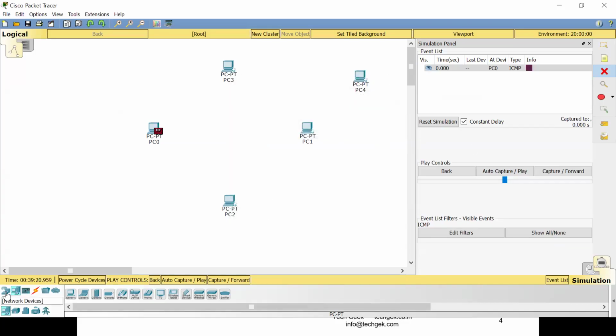So here we require one network device. For example, I'm using a hub. Let me select one hub here, and I'm going to place this hub in the center. When I have connected this hub, I have to connect these computers, something like that.